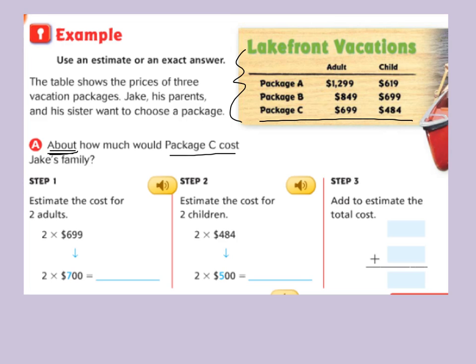We know it is his parents, so we've got 2 adults, 2 times, here's the 600, the cost of an adult, and we're going to go ahead and round 600 to 700. So 2 times 700 is basic fact of 2 times 7, 14, plus our 2 zeros from the hundreds. So that is about $1,400 for the 2 adults.